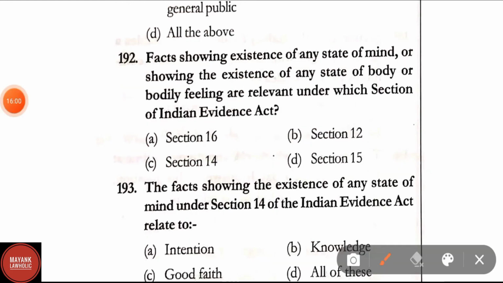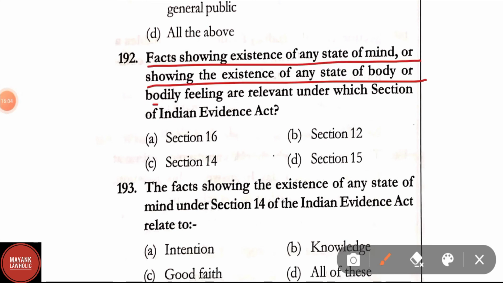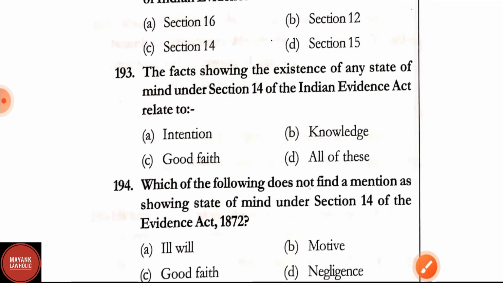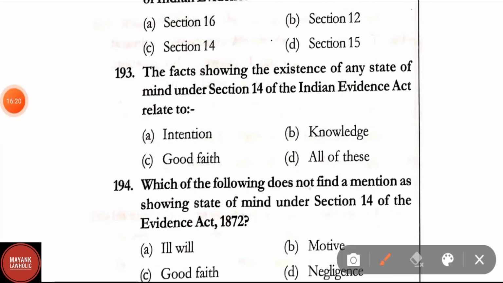Question number 192. Facts showing existence of any state of mind or showing the existence of any state of body or bodily feeling are relevant under which section of Indian Evidence Act? Option A, section 16, option B, section 12, option C, section 14, and option D, section 15. Here correct answer is option C, that is section 14. Question number 193. The fact showing the existence of any state of mind under section 14 of Indian Evidence Act relate to intention, knowledge, good faith, all of these. Correct answer is option D, that is all of these.